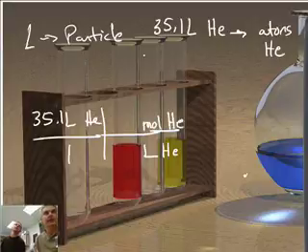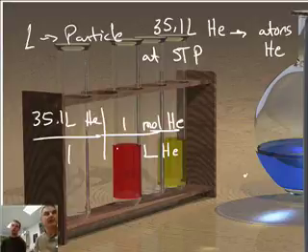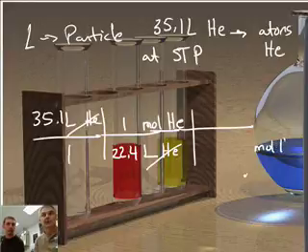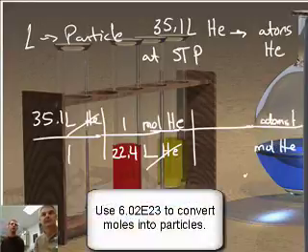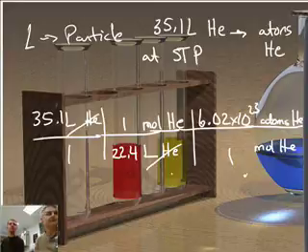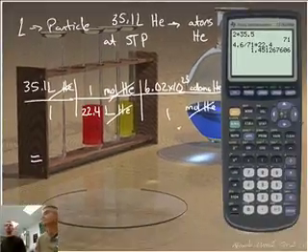Now, since we're at STP, standard temperature and pressure, 1 mole is 22.4 liters of helium. So liters of helium cancels, and now we have moles, and then we need to get moles to atoms. So moles of helium on the bottom, atoms of helium on the top. There are always 6.02 times 10 to the 23rd particles, of which atoms are particles, in a mole.